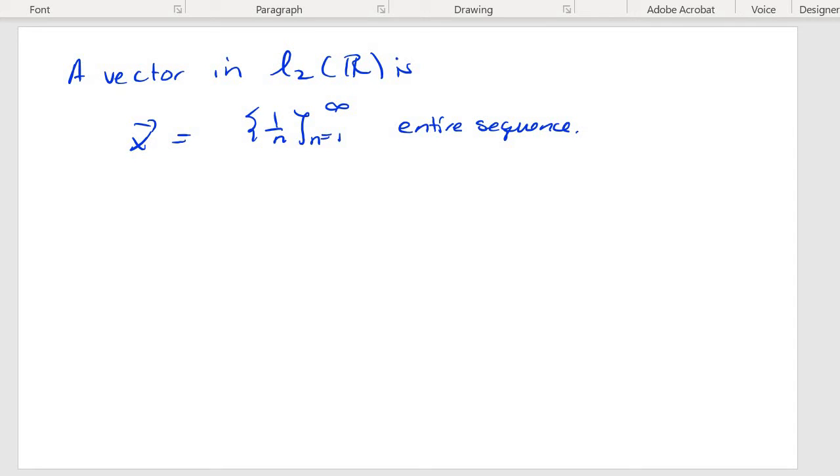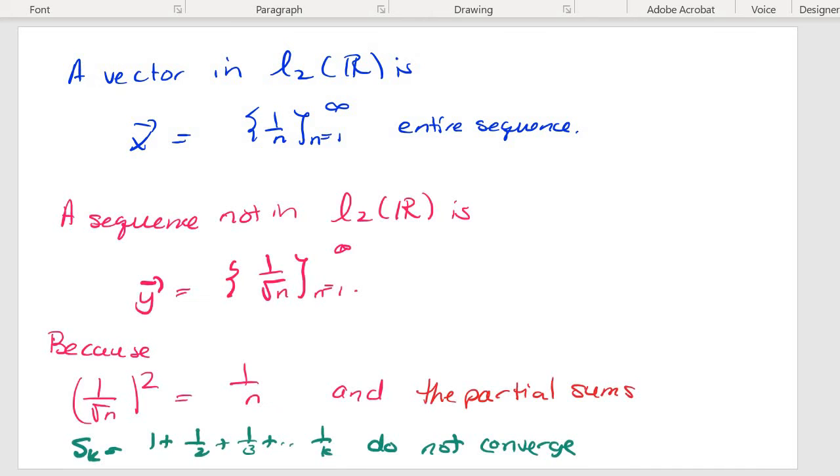A vector is that entire sequence. What's an example? Sometimes when I get complicated sets, I think about what's in the set and what's not in the set. Here's an example of something that's not in the set, because when I square it, those partial sums do not converge.